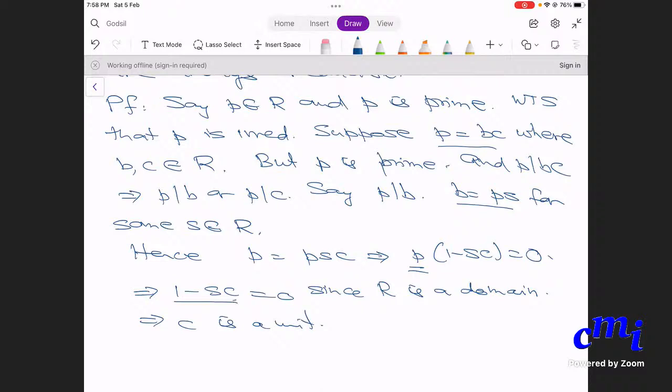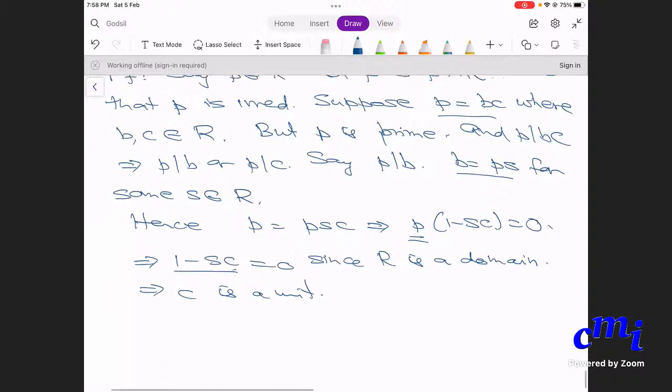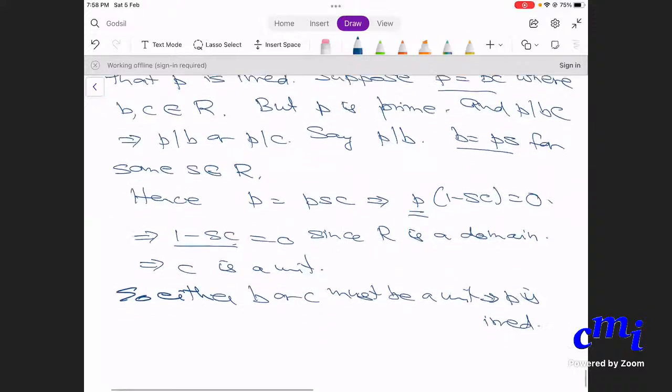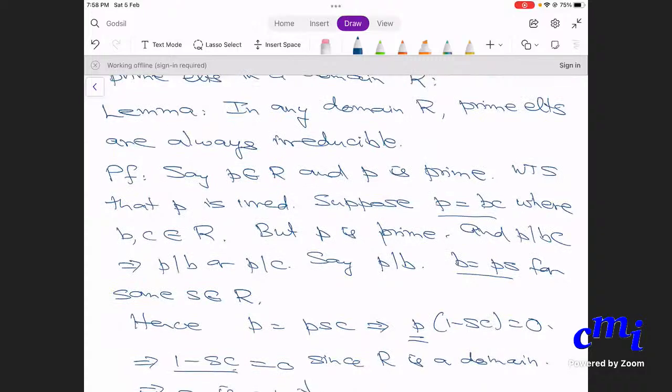So we have shown that if you write it as a product, then P has to divide one of them, and the other one will be a unit. If P divides B, then C is a unit. If P divides C, then B is a unit. So in any case, either B or C must be a unit, which implies P is irreducible. That's the definition of irreducible. An irreducible element is one which, when you write it as a product of two elements, one or the other must be a unit. So this is a very general thing. In any integral domain R, prime elements are always irreducible.